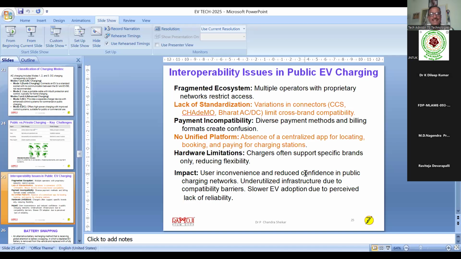User inconvenience and reduced confidence in the public charging network, underutilized infrastructure due to compatibility barriers, slower EV adoption due to perceived lack of reliability. If you happen to move around the city, there are several charging stations, but they are idle, because one station says you can charge this vehicle only. I cannot charge any other. And the payment method, as I told you, these are all other limitations.